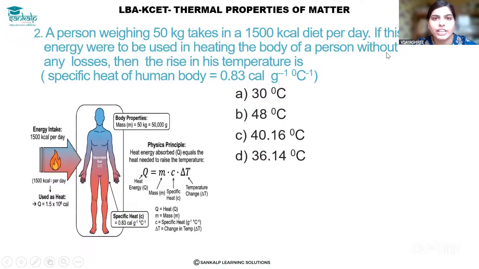A person weighing 50 kg takes in a 1500 kilocalorie diet per day. If the energy were to be used for heating the body of the person without any losses, then the rise in temperature is? The specific heat of the human body is 0.83 calorie per gram per degree Celsius. Options: A, 30 degrees Celsius. B, 48 degrees Celsius. C, 40.16 degrees Celsius. And D, 36.14 degrees Celsius.